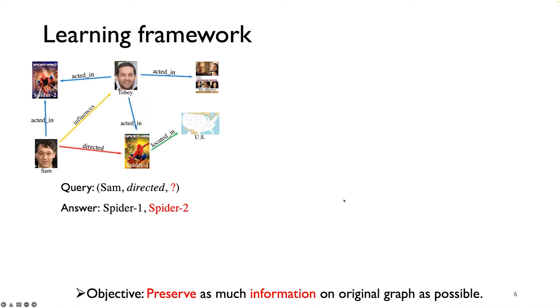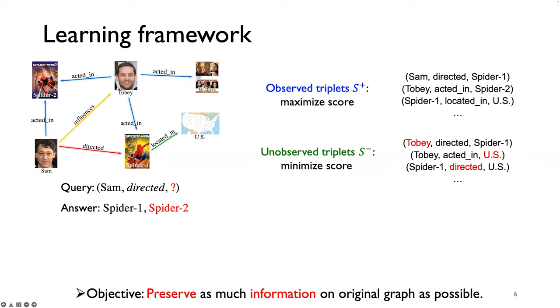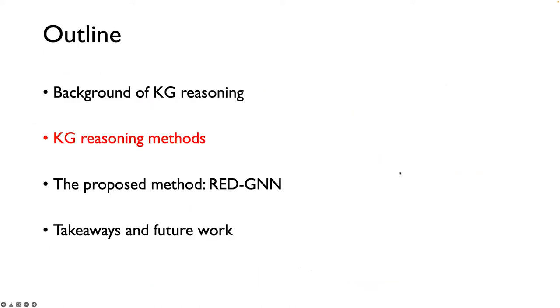The framework of KG reasoning learning in KG follows. Given the KG, all the observed triplets are regarded as positive triplets, and the unobserved triplets have large chance to be negative. Then we use the model to score the triplets by maximizing the score on the observed triplets and minimizing the score on unobserved ones. By optimizing the objective, we aim to preserve as much information on the original graph as possible.